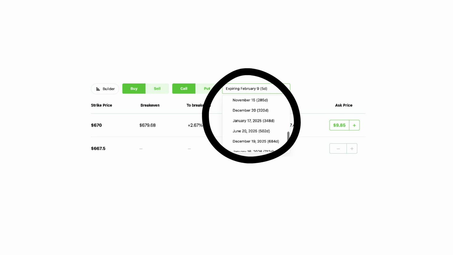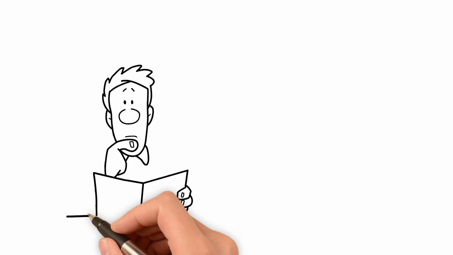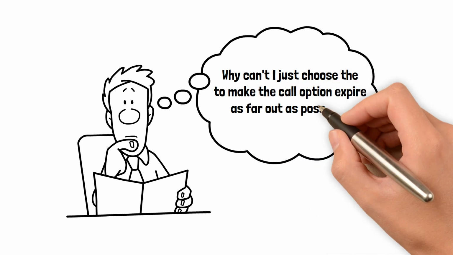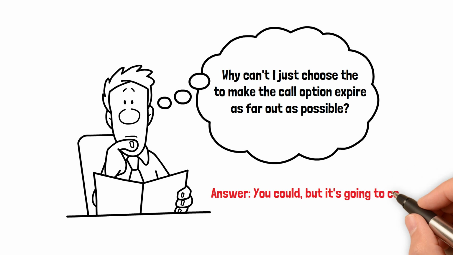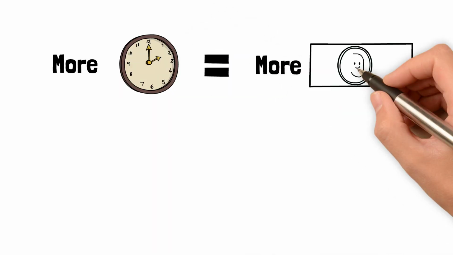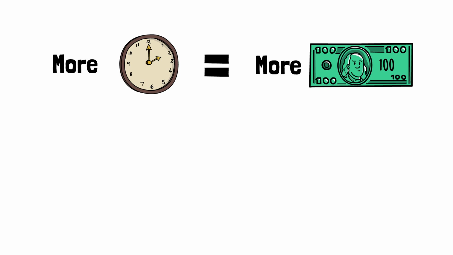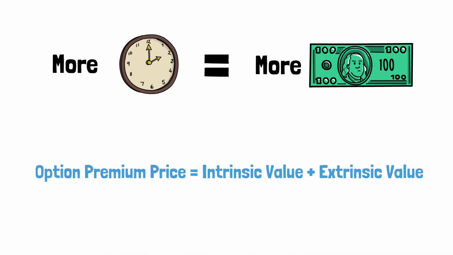You may be thinking, why not just always make the expiration date as far out as you can? That way, there will be enough time for your deal to pay off. Well, that's where the actual dollar amount of the options premium comes into play. The farther out the expiration date, the more the option premium will be. The options premium price formula is simple. Options premium price is equal to intrinsic value plus extrinsic value.